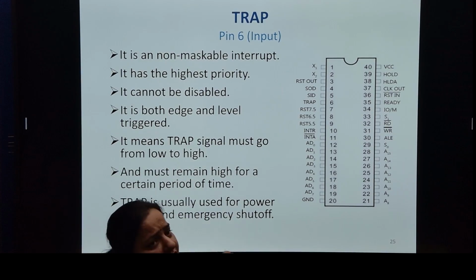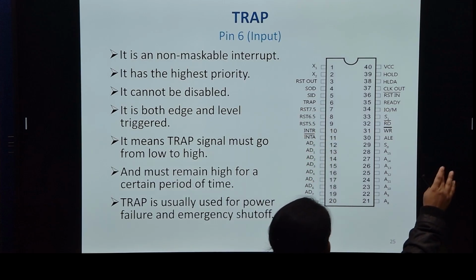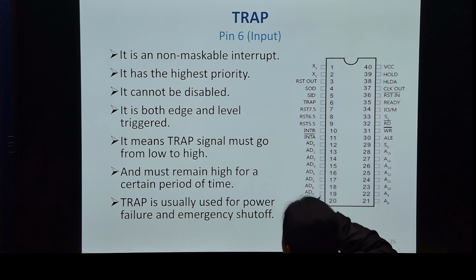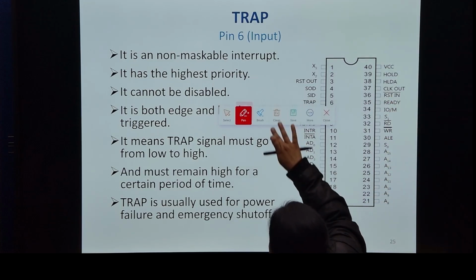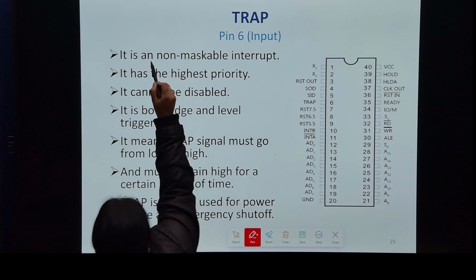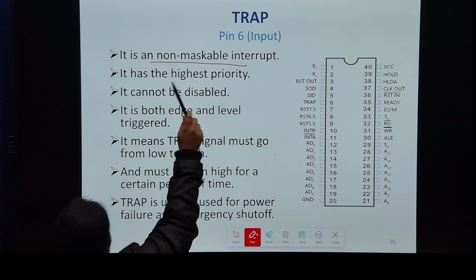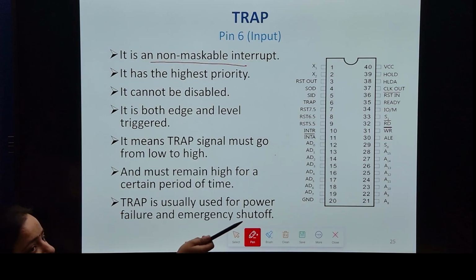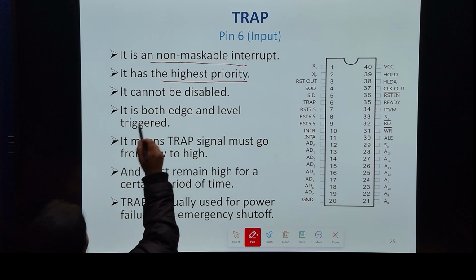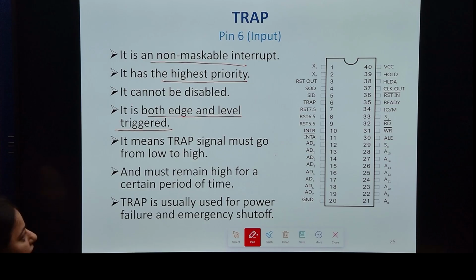Next is starting with the interrupts individually, starting with the trap interrupt. Based upon those categories we are defining the trap interrupt. First of all, we have to provide the category, whether it is a maskable interrupt or non-maskable interrupt. Trap is a non-maskable interrupt, which can't be disabled. Based upon priority, it is having the highest priority. Then triggering: it is both edge as well as level triggered.